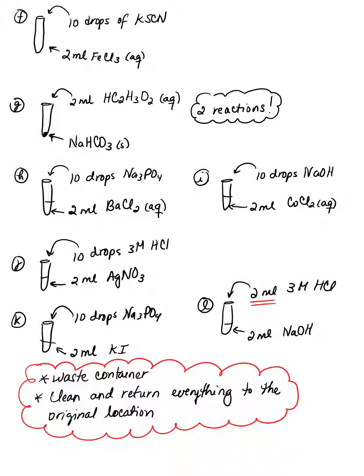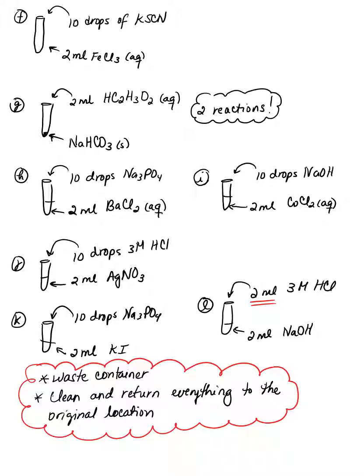For letter F, you have 2 milliliters of iron chloride, and to those 2 milliliters of iron chloride, you're adding 3 drops of potassium thiocyanate. And letter G, you're going to add a small amount of sodium bicarbonate into your test tube.